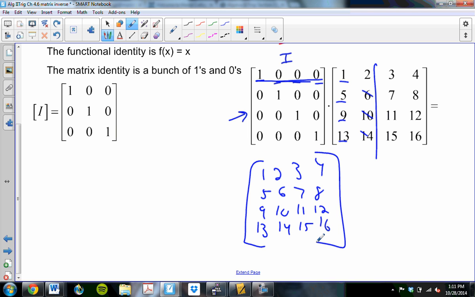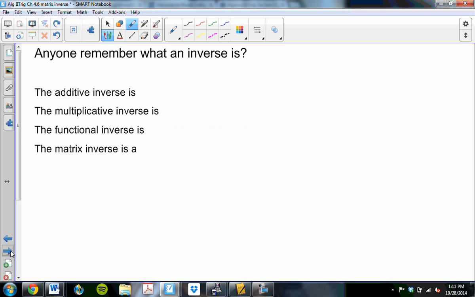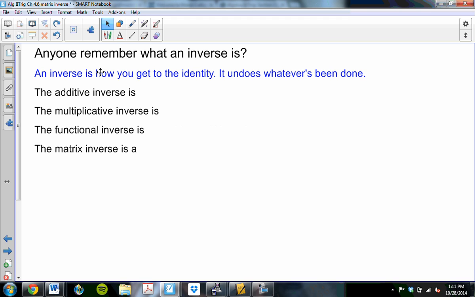Okay, let's talk about inverses. Do you remember what an inverse is? Again, you can pause and think if you can come up with a good definition. What I always say is the inverse is how we get to the identity. The inverse undoes whatever's been done. The additive inverse is what we call the opposite. 3 plus negative 3 is 0, so negative 3 is the additive inverse of 3. The multiplicative inverse is called the reciprocal. 3 times a third is 1, since 1 is the multiplicative identity. So 3 and 1/3 are reciprocals.